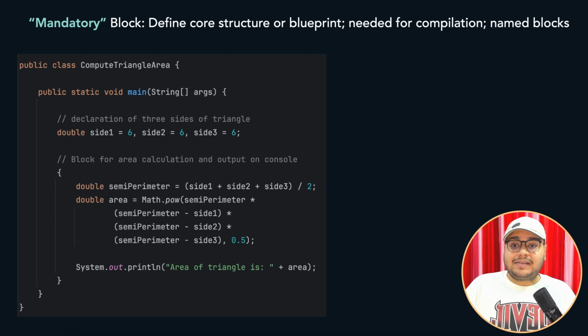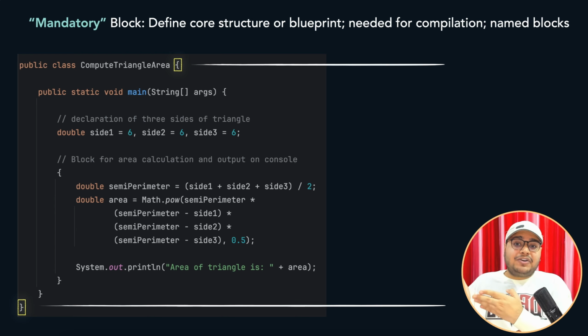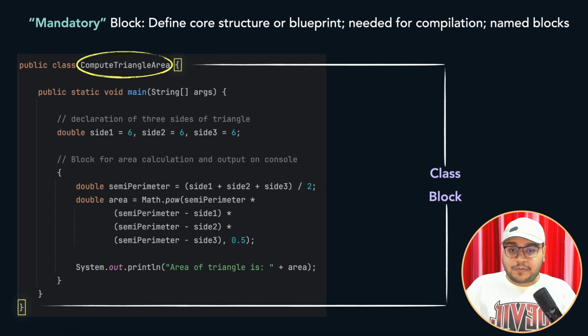Mandatory blocks. These are named blocks that Java requires to define core structures like classes or methods. Without these blocks, the program wouldn't even compile. For example, every class has a class block that groups the data and the methods of the class together as one single unit. In our case, that block is named compute area, and you can reference it later elsewhere for code reusability.